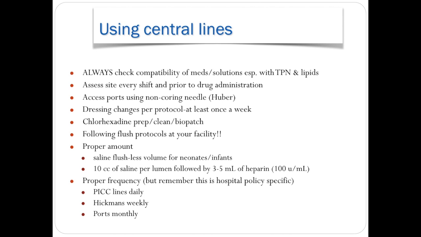We're going to follow the flushing protocol that your facility requires. And the proper amount, just keep in mind that for a neonate and an infant, it's going to be a lot less than what you would be doing for a healthy 17-year-old. 10 cc's of saline per lumen, followed by 3 to 5 mLs of heparin, sort of the standard. And the dosage is usually for these central lines 100 units of heparin per ml. But once again, you're going to follow the policy of the hospital.